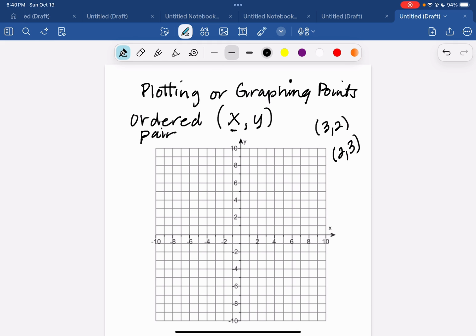So this first point has an X of 3, so I go over to the 3 on X, okay? And Y is 2. And so if I go over 3 on X and the 2 on the Y, then my point will be right here. And so you can just say I'm going to go over 3 and up 2. Now look at where 2, 3 is. If I go over 2 and up 3, I'm right here. So notice that those are in different places. So it does matter what the order is. Always X first and then Y.